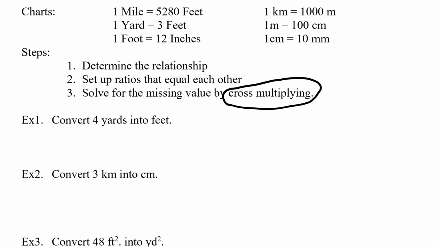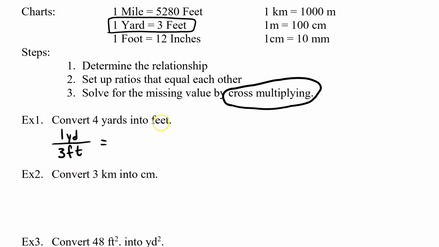If you wanted to convert 4 yards into feet, what I'm going to do is find the relationship between yards and feet. When I look at yards and feet, 1 yard equals 3 feet. I'm going to change that into a fraction. So 1 yard is 3 feet. Now it says right here, determine the relationship. Check. Set up the ratios that equal each other. So I'm just going to put the relationship first.